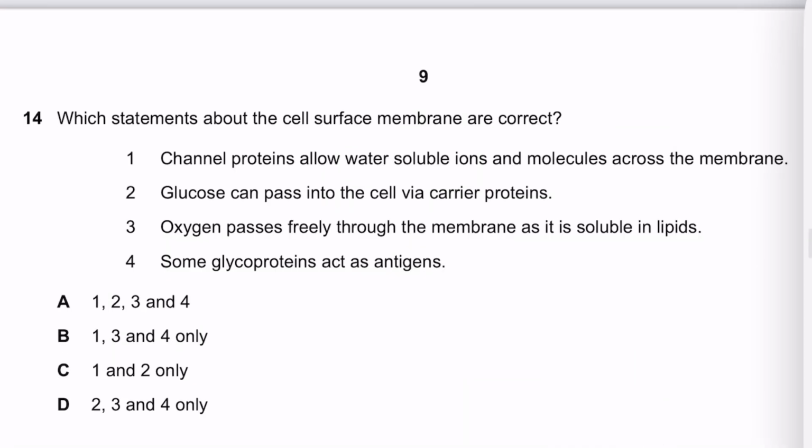Okay, next question. So which statements about the cell surface membrane are correct? Channel proteins allow water-soluble ions and molecules across the membrane. That is true. Glucose can pass into the cell via carrier proteins or channel proteins, yes. And oxygen passes freely through the membrane as it's soluble in lipids. That is true. And some glycoproteins act as antigens. That is also correct. So that is A.